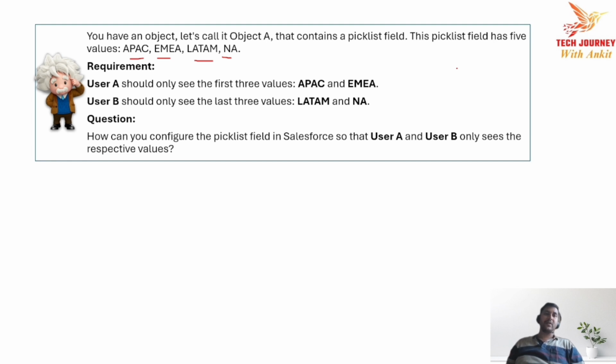Now, the requirement from the business here is user A should only see the two values APAC as well as EMEA, and user B should only see the two values Latin America as well as North America. How can you achieve that? So one field by default has the four values, but the two users should see two different values. How can you make sure that user A and user B only see the respective values?